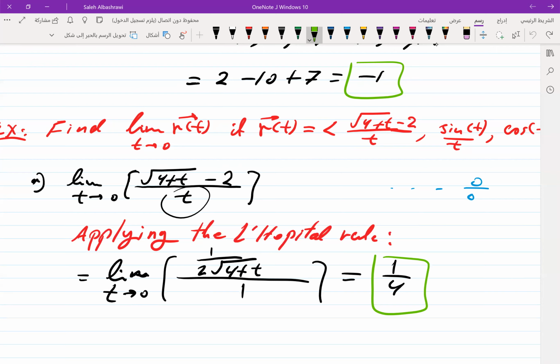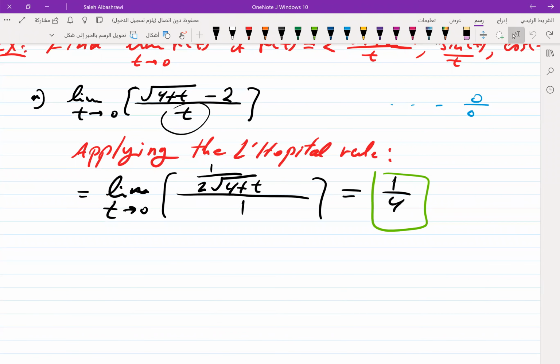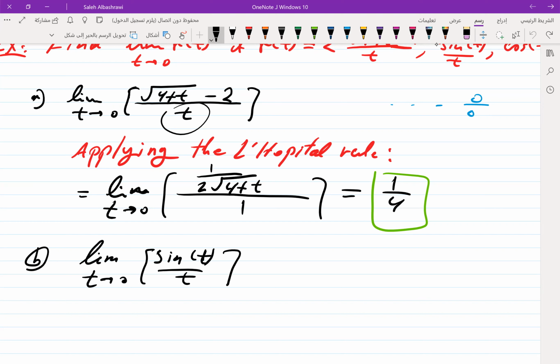Now let's go to the second component. Limit of sine of t divided by t as t goes to 0. Replacing t by 0, I will get 0 over 0. This is again 0 over 0, an indeterminate case. So we need to simplify it or use the L'Hopital rule again.